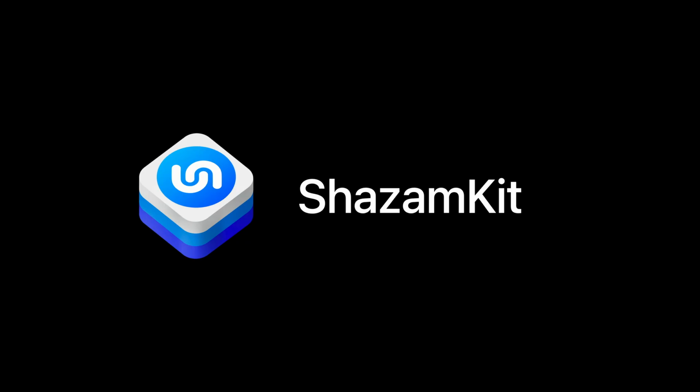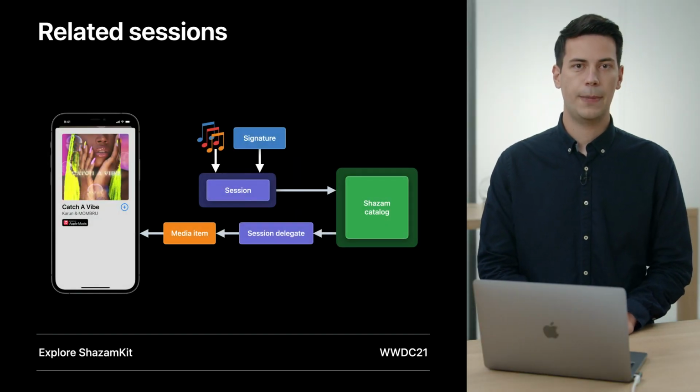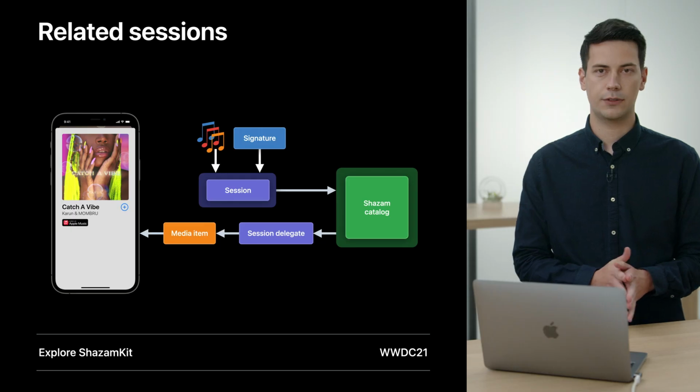Today, I'm going to show you how to create custom audio experiences for your app with ShazamKit using custom catalog recognition. In this session, I'm going to use some of the existing ShazamKit concepts, such as catalogs, signatures, and media items. If you're not already familiar with those, make sure to check out the Explore ShazamKit talk.